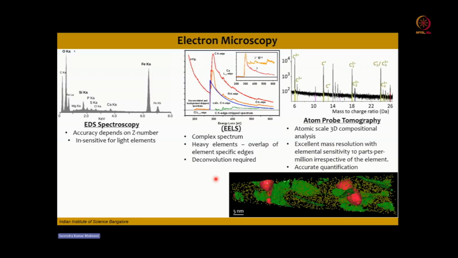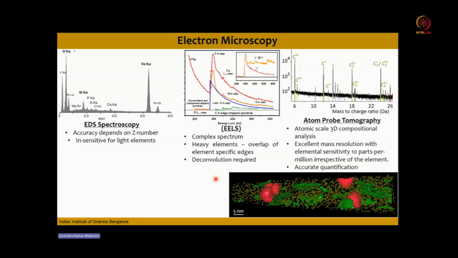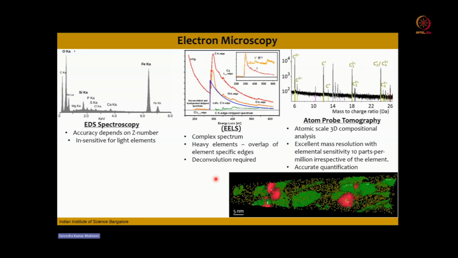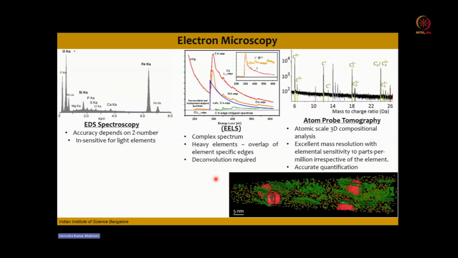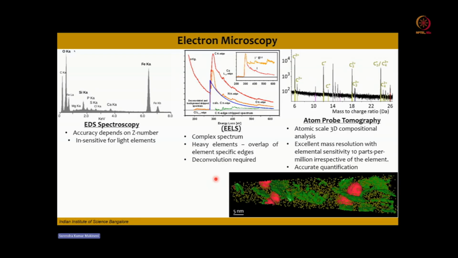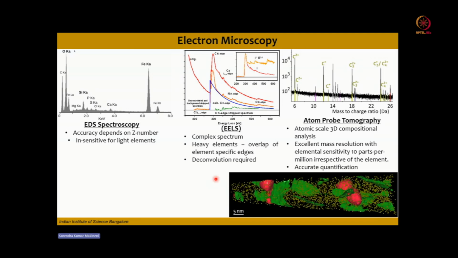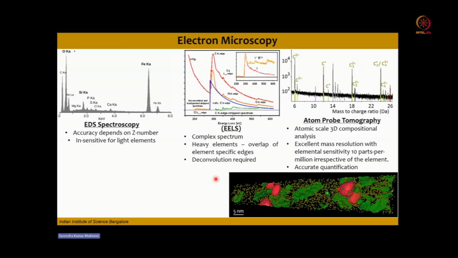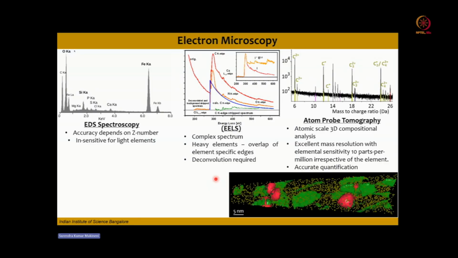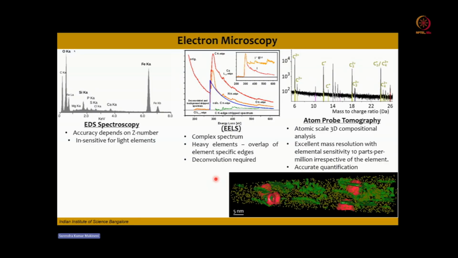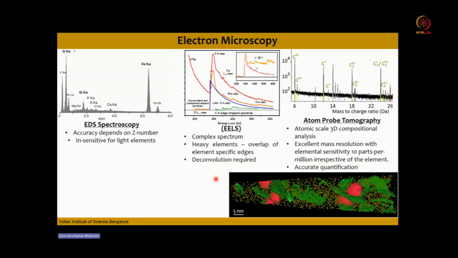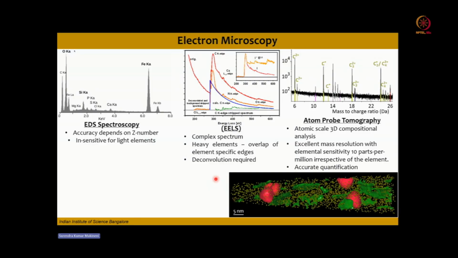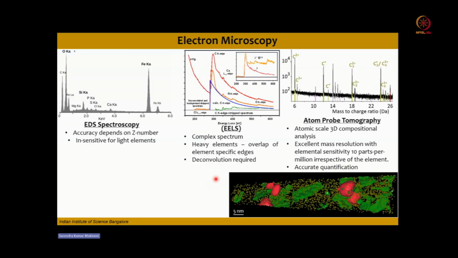Correct. So atom probe tomography has an advantage over these two techniques. It gives atomic scale 3D compositional analysis. It has an excellent mass resolution with an elemental sensitivity of 10 parts per million, irrespective of the element, and you will get accurate quantification. More importantly, you can visualize your specimen in 3 dimensions, if you have certain features which have different compositions.